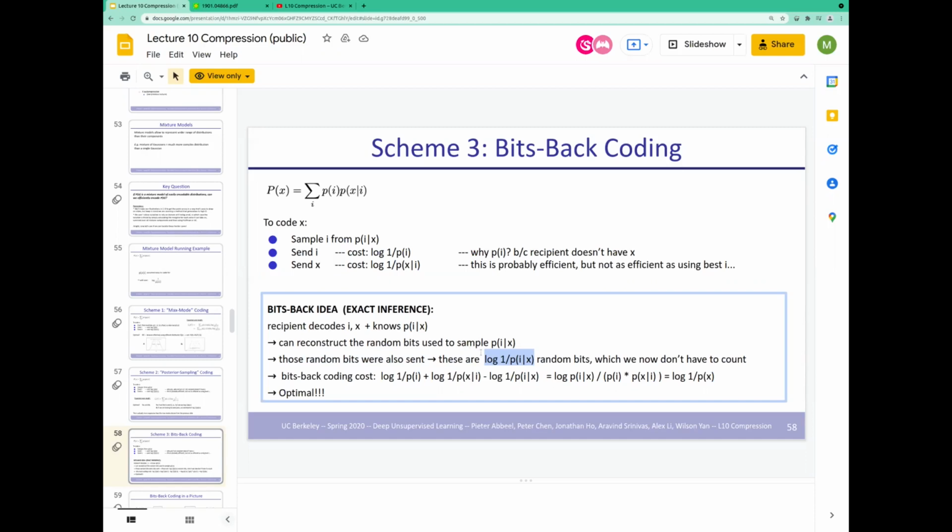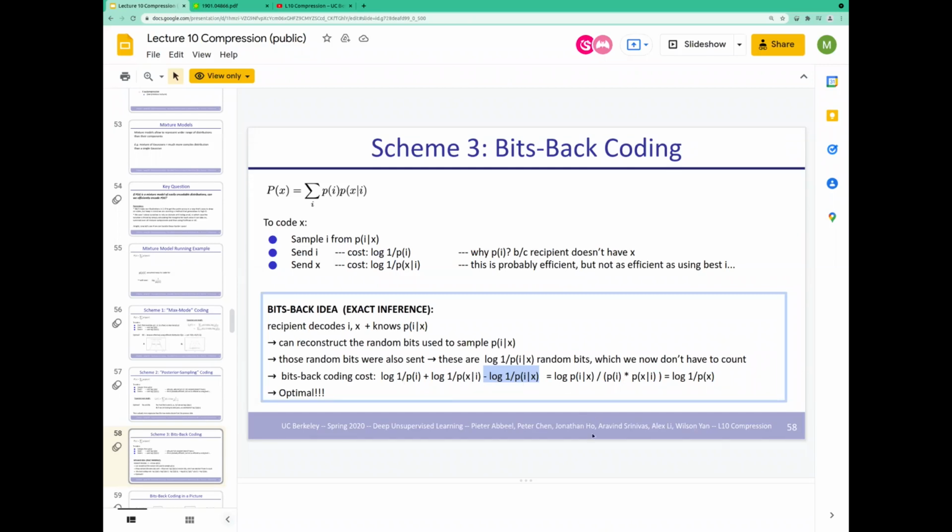Those are the bits we got. So we can do the formula here. Log 1 over p of I, this is for sending I, so which one we chose. And this is for the encoding of x given I, so encoding x given the distribution of I. And this one is the bits back that we got from actual sampling, which is log 1 over pi of x.